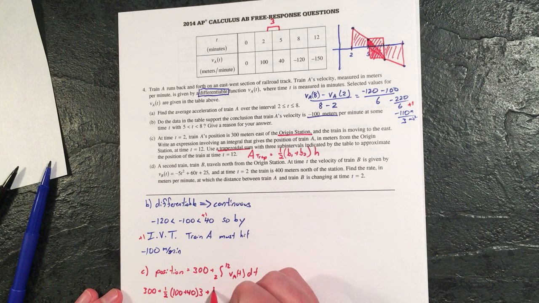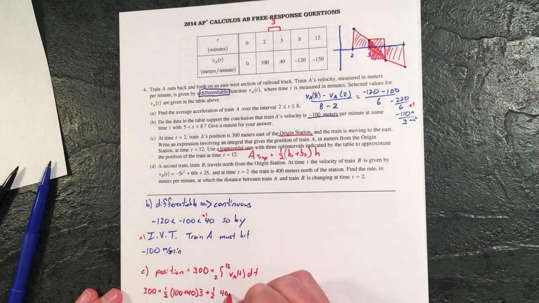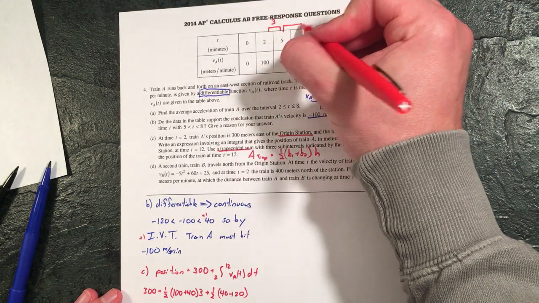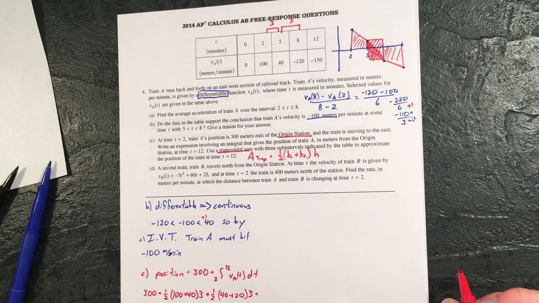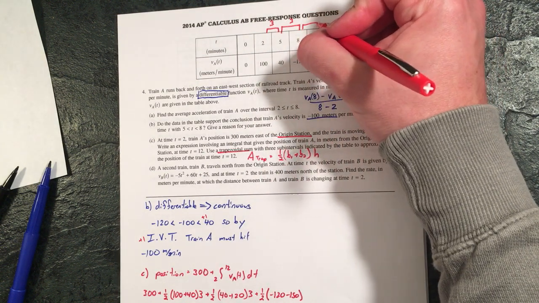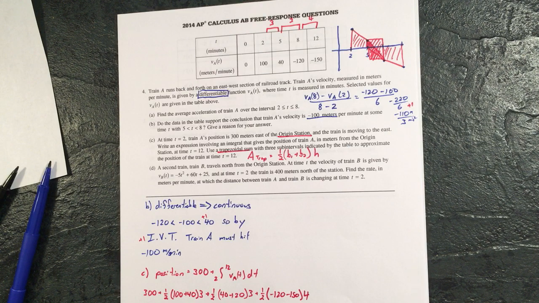Next one, 1/2. The bases that we're using here are 40 and negative 120. And the height, or the difference between these here, is also 3. And then for the last one, we have 1/2. Our bases here are negative 120 and negative 150, and the difference here is not 3. It's 4. Goes up one little bit.